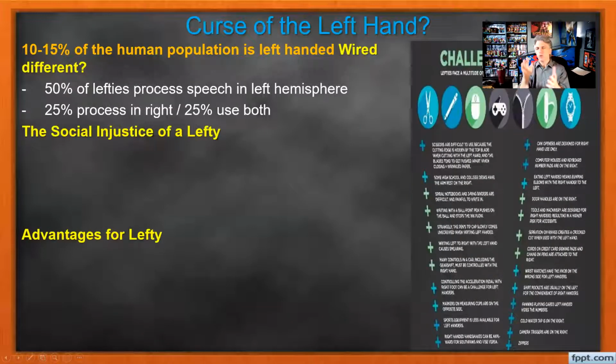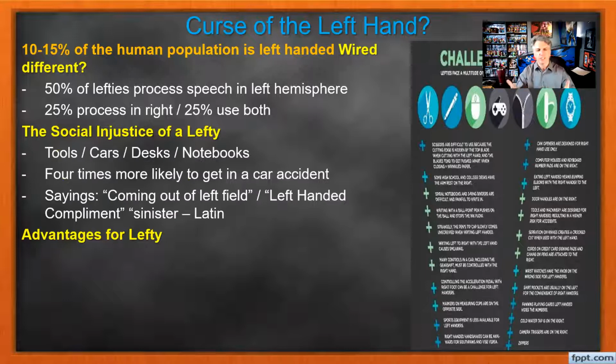Okay, real quick, left-handed people. Let's talk real quick about this, as my left-handed wife is home right now. 10 to 15% of the human population is left-handed. They are wired differently. 50% of lefties process speech in the left hemisphere, but the other 50% in the right hemisphere, which is different from other people. 25% of them will process it only in the right, 25% will use both.